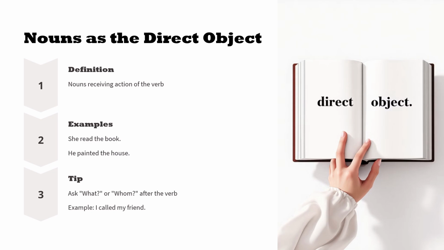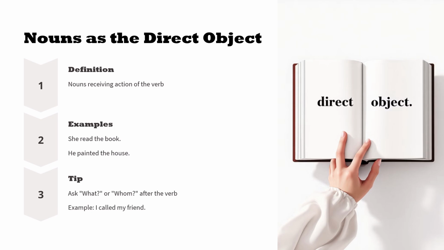So as some pro tips, to identify a direct object in a sentence, follow these two easy steps. The first one is find the verb. This is the action word. The second is ask what or whom after the verb. So for example, in the sentence, I called my friend, the verb is called. Ask called whom, right? So then the answer is my friend. So that would be the direct object. This simple question-based approach makes it easy to spot direct objects even in more complex sentences.